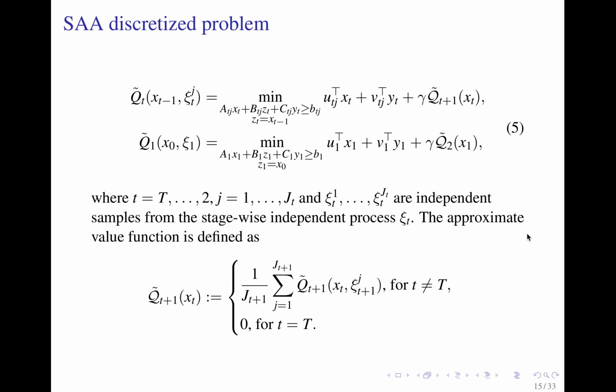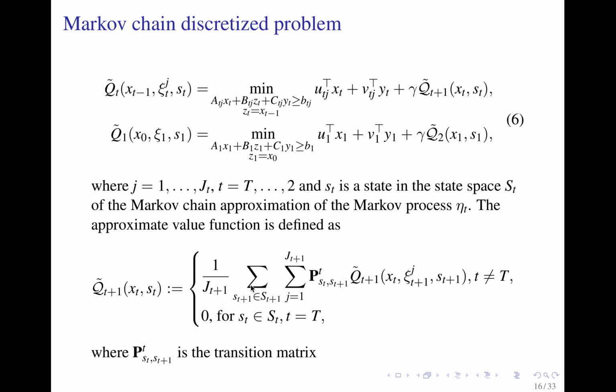So after discretization, we have two kinds of discretized problems. One is the SAA discretized problem. So essentially, we replace the expectation in the value function by the sample average. All right. The other is the Markov chain discretized problem. So essentially, it replaces the conditional expectation by a weighted average, which is implied by a Markov chain. All right. So that's it for step 2.